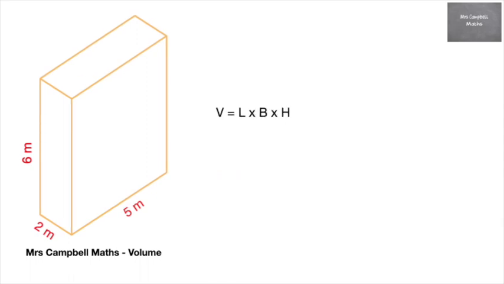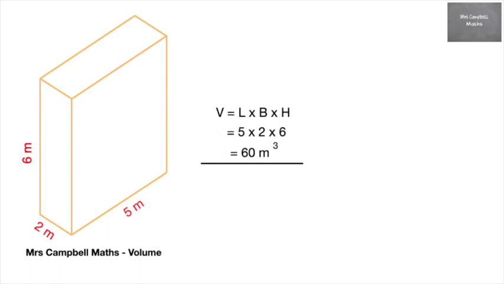First line of working, V equals L times B times H, writing your formula down. Second line of working, replacing these values. So 5 times 2 times 6. 5 times 2 is 10, times 6 is 60. So the third line, 60, and this time cubic metres. Because our length, breadth and height were all in metres, our answer will be cubic metres.